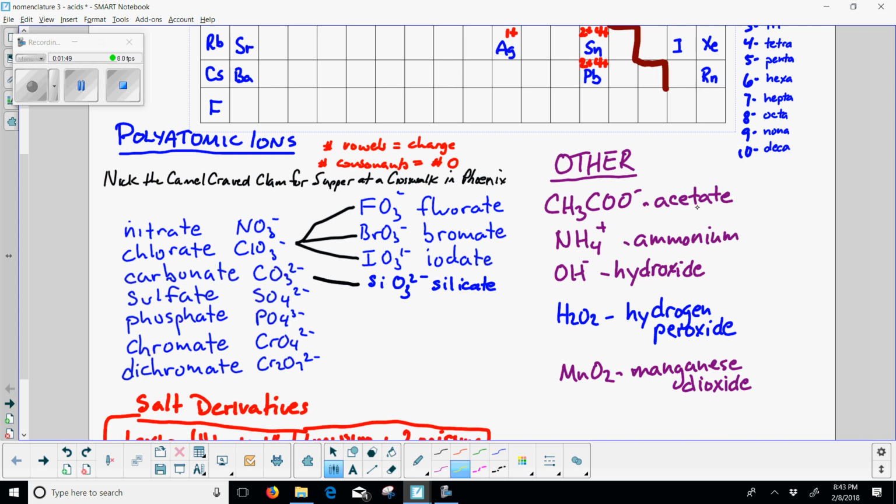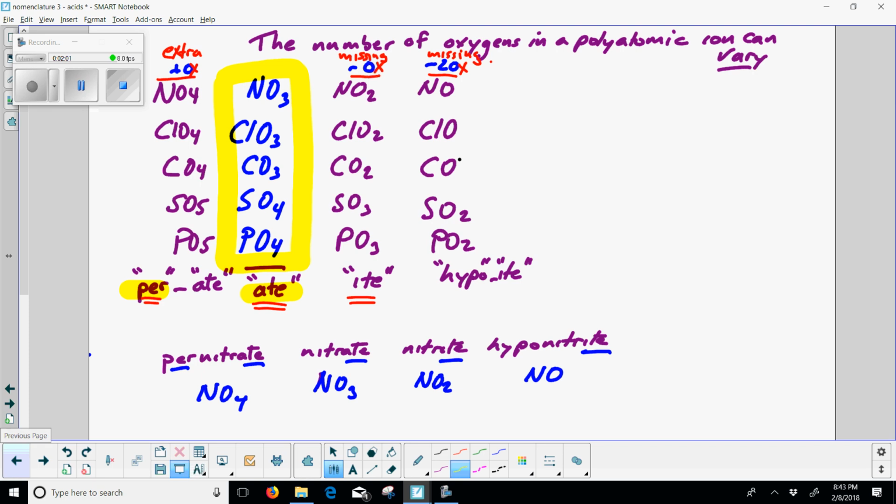Other ions we looked at were acetate. This is the unusual one that the metal goes last. Ammonium, which is positive, hydroxide. And the other thing that we saw yesterday was most of the time these polyatomics have an "ate" ending. However, sometimes they can vary in the number of oxygens. So if they have an extra oxygen, we use the prefix per, so "per-ate". This would be percarbonate, for example, here. If we're missing an oxygen, we change the ending instead of "ate" to "ite". So for example, this would be sulfite over here.